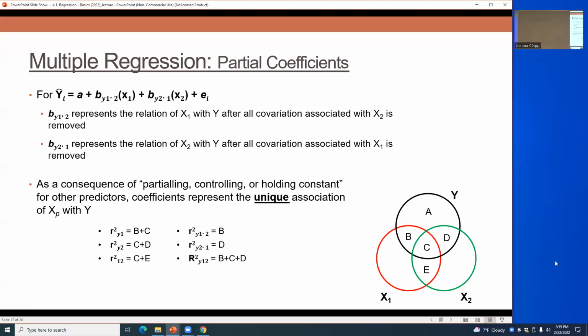But when I look at my individual coefficients, because I have correlated predictors, anything that's unique to X1 gets credit in that coefficient. Anything unique to X2 gets credit in that coefficient, but anything that's shared by both of those, no one gets credit for that. That all gets tossed up into the model R squared, okay?